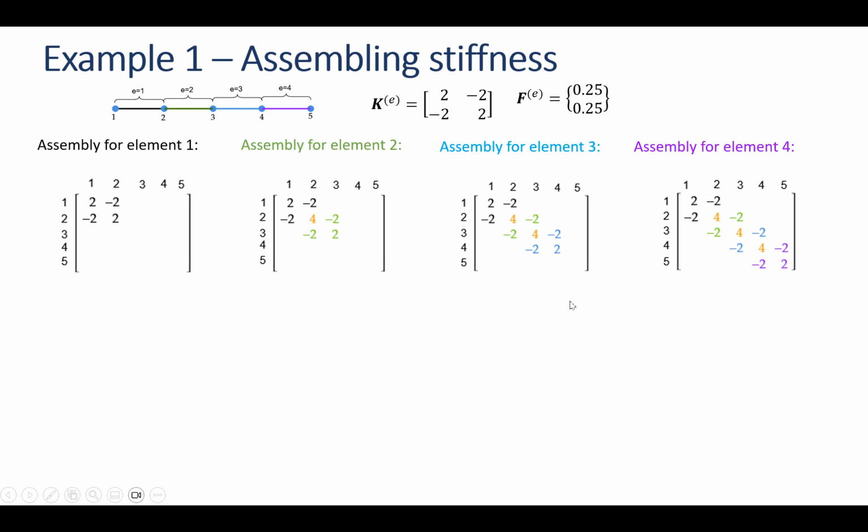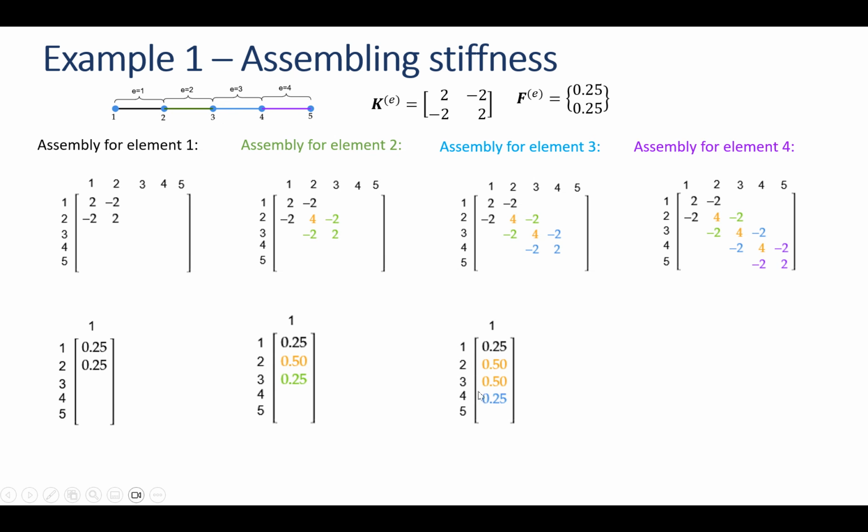In the same manner, we assemble the element force vector into the global force vector. For the first element, we have 0.25, 0.25, so they go into rows 1 and 2. Then we add the element force vector from element 2. Since we already have 0.25, when we add another 0.25, we get a total of 0.5 in row 2. When we add the contribution from element 3, we have this as the global force vector. And similarly, when we add the element force vector from element 4, this is the final global force vector.